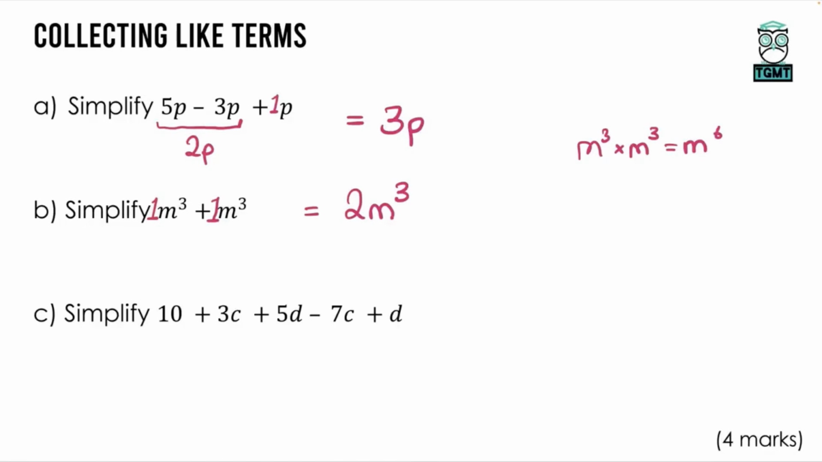For our final question, we have simplifying with different letters and we have a number in there. So if we have a look, we want to look for the like terms. It doesn't matter which one we start with, but one thing that stands out is there is only one number in this.